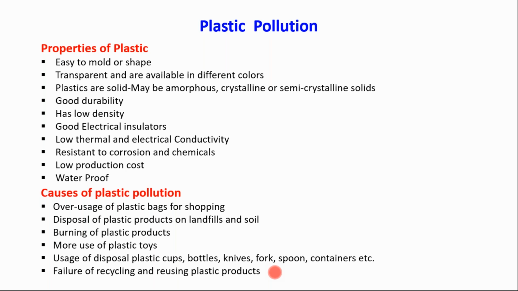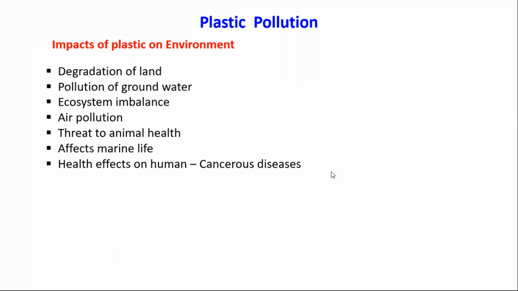So which can create the burden on the solid waste management site as well as to clean all these types of products which may be found in the lands or on the landfills. So these are some of the causes for the plastic pollution. The impacts of this plastic on the environment are degradation of land. So due to these plastics, or due to the reaction of this plastic in the soil, degradation of soil, or chances of soil pollution is there.